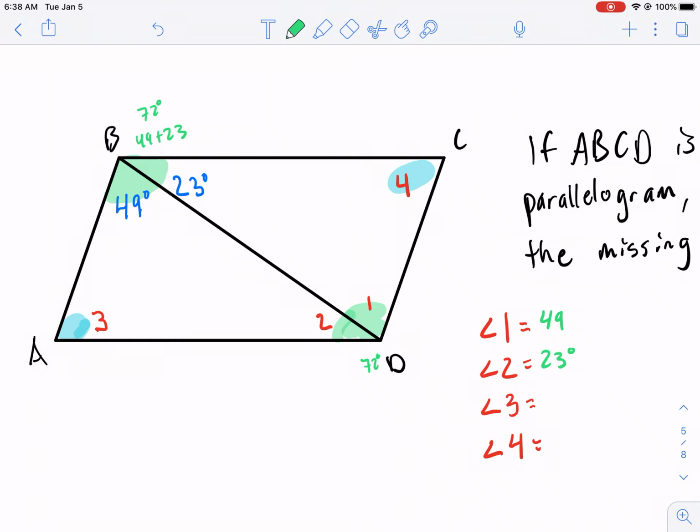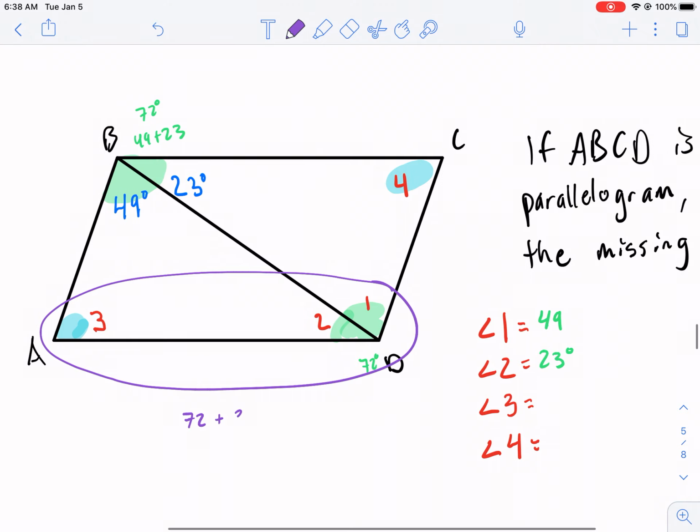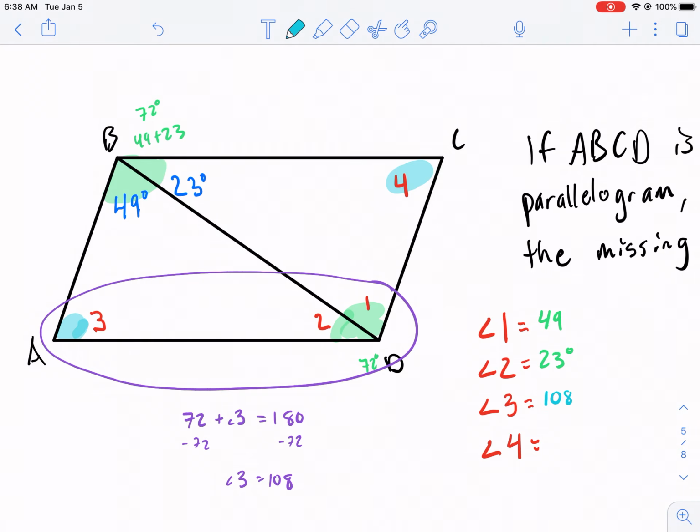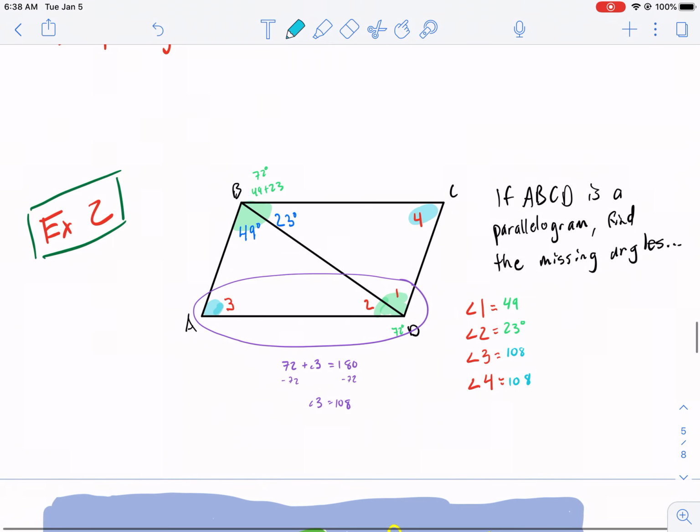Okay, that was the first part. Now we have to do the second part, which is find the blue angles. The blue angles here are going to be supplementary to their consecutive angle. So that means 72 plus our blue angle, 3, is going to be equal to 180. So we just subtract 72 from 180, and we find angle 3 equals 108. And if angle 3 equals 108, that means angle 4 also needs to equal 108 because they are opposite, and opposite angles are congruent in parallelograms.